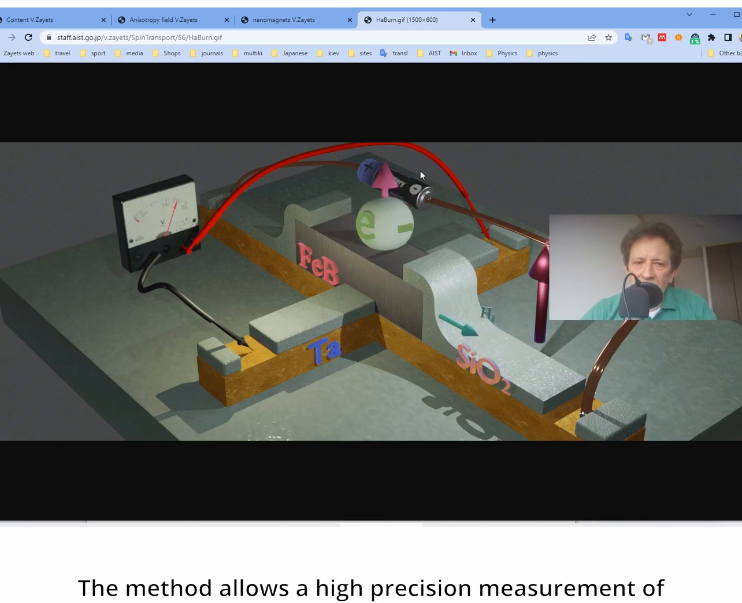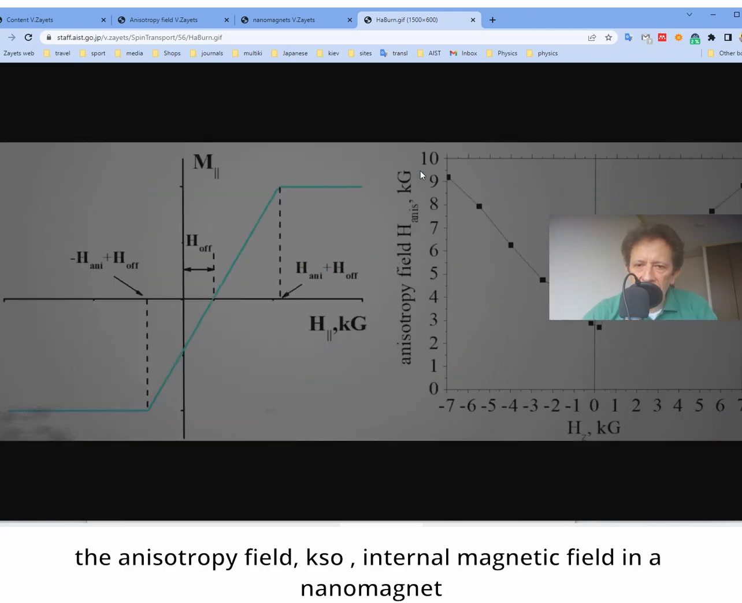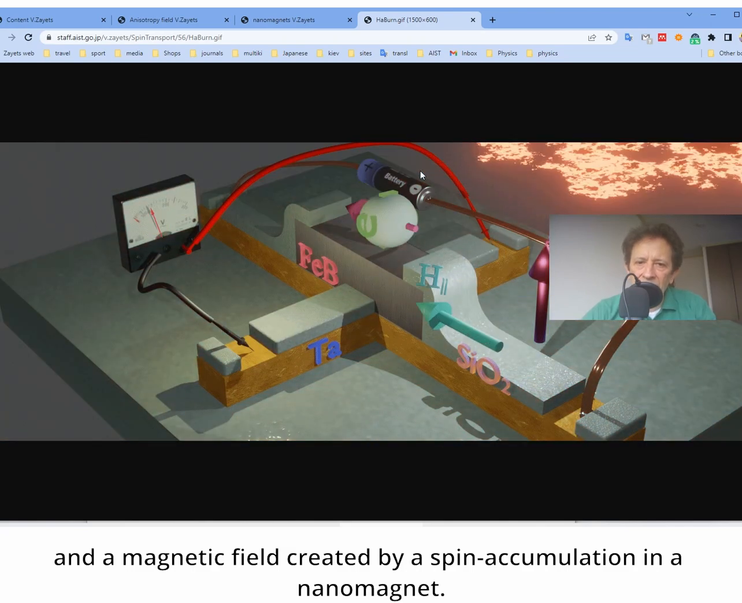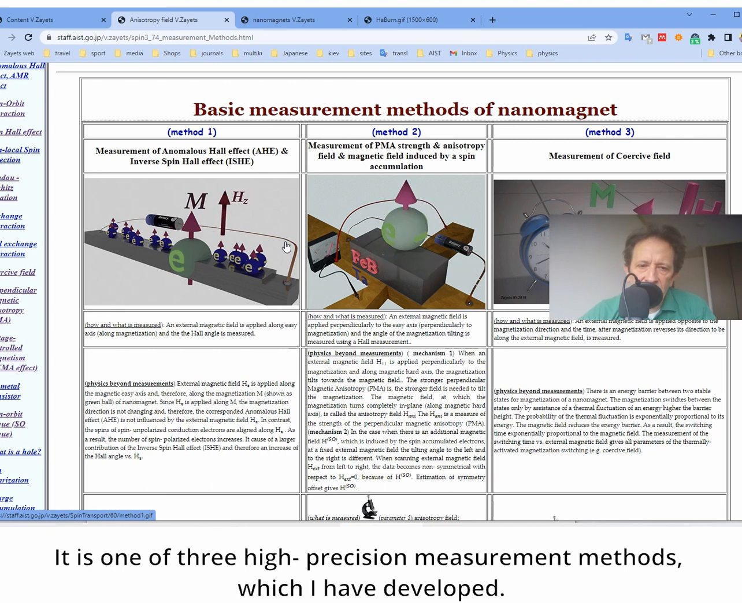The method allows a high-precision measurement of anisotropy field, coefficient of spin-orbit interaction, internal magnetic field in nanomagnet, and a magnetic field created by a spin accumulation in nanomagnet. It is one of three high-precision measurement methods which I have developed.